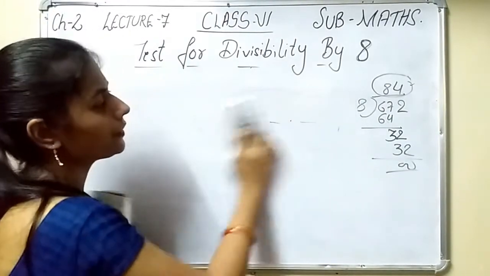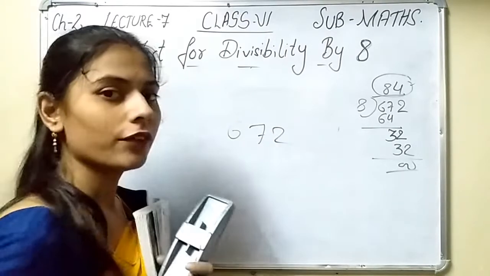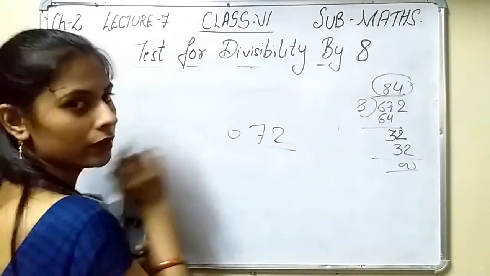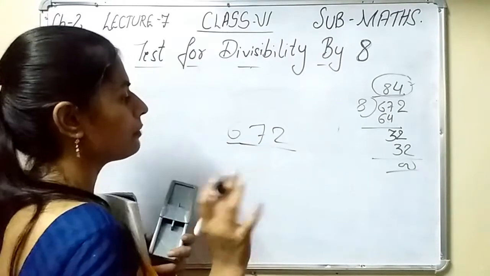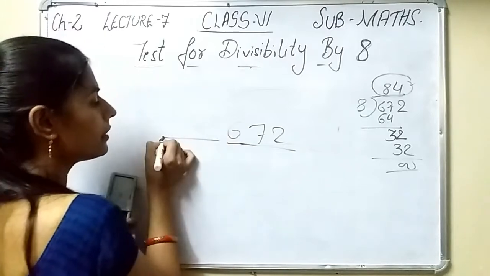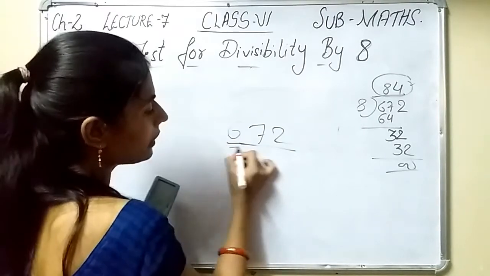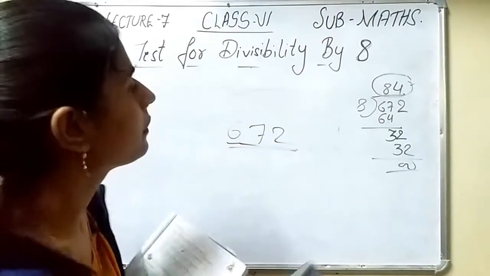See, just suppose only 3 digits are given in the question, 6, 7, 2. Then what will you do? You have to take the whole number, the 3 digits. Just remember that you have to take 3 digits anyhow. Whether more digits are there or not, it doesn't matter. Only 3 digits you have to take here.